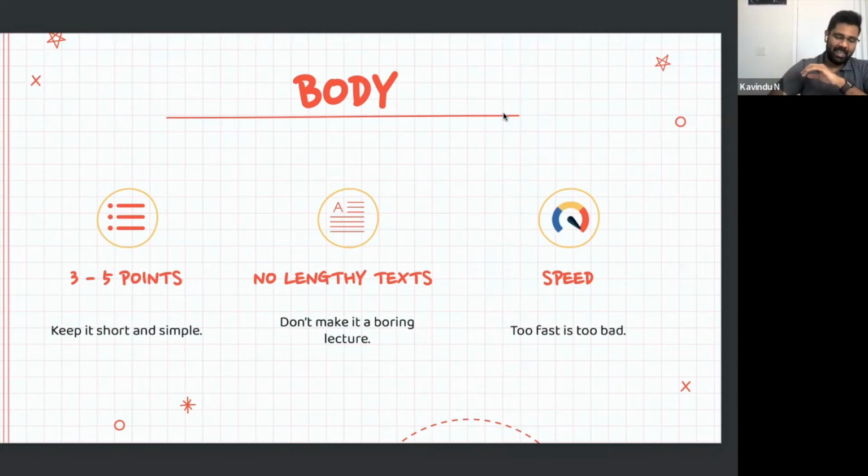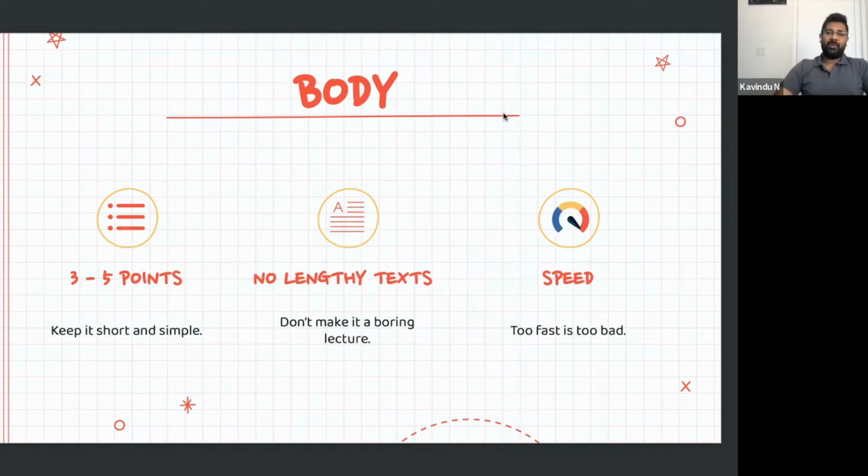And lastly, this is something I'm guilty of as well, the pace. Too fast is always too bad. Whenever you are speaking, as I said, you could be the subject matter expert, so you have a better understanding of the subject, so you tend to speak a little bit faster. But it'll be difficult for the audience to grab what you're explaining. So make sure that you give enough pauses throughout your presentation and speak clearly, so the message you want to deliver will be delivered in a proper manner.